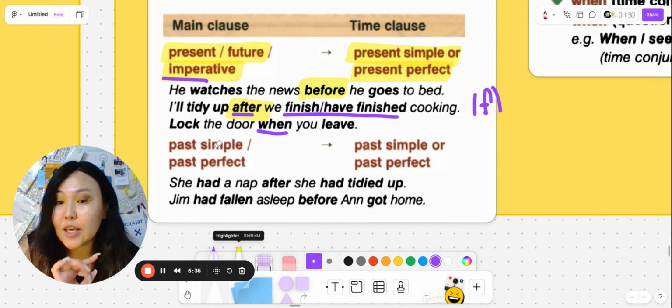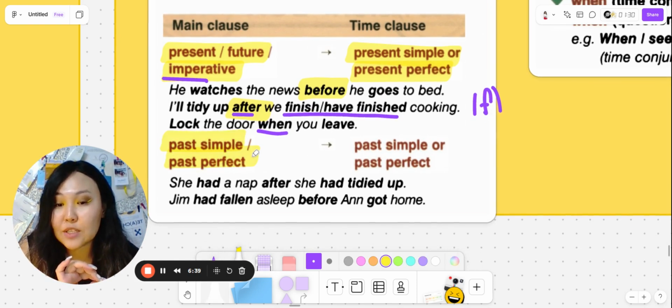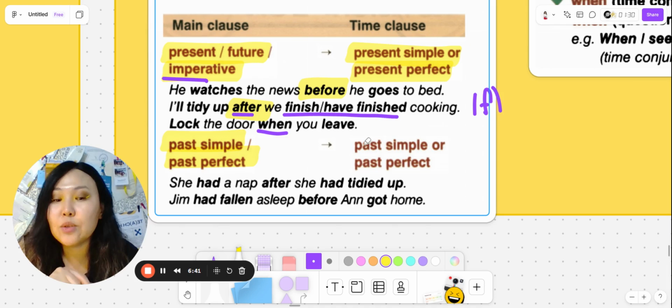Next one. If you have past simple or past perfect in the main clause, you need to have past simple or past perfect in the time clause. She had a nap after she had tidied up.